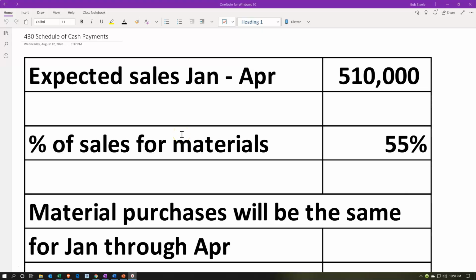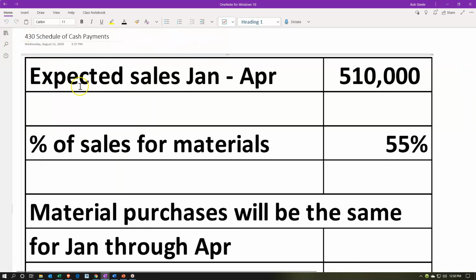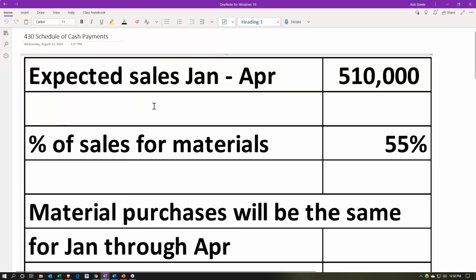Here we are in OneNote. If you would like to follow along in OneNote, you're not required to do so, but if you have access to it and would like to, we are in the 430 Schedule of Cash Payments tab in the Practice Problems section. Closing this back out, we're going to have our information up top, and then a smaller version of that information as we use it to work through the practice problems.